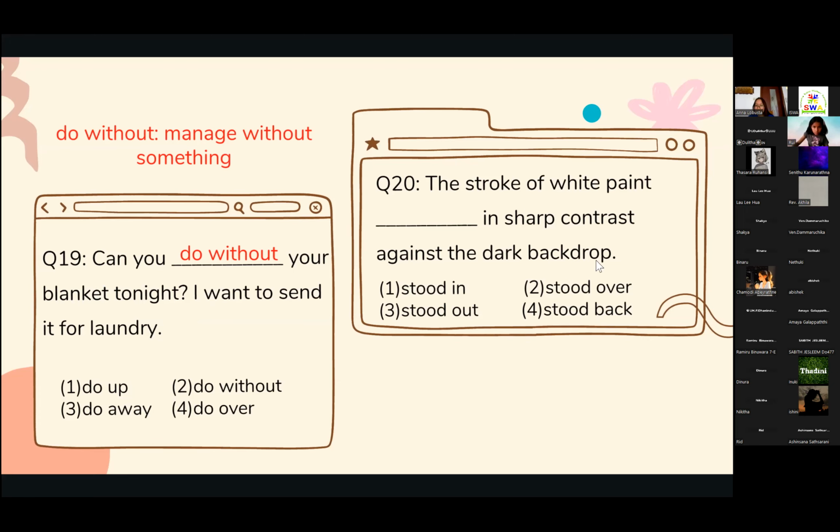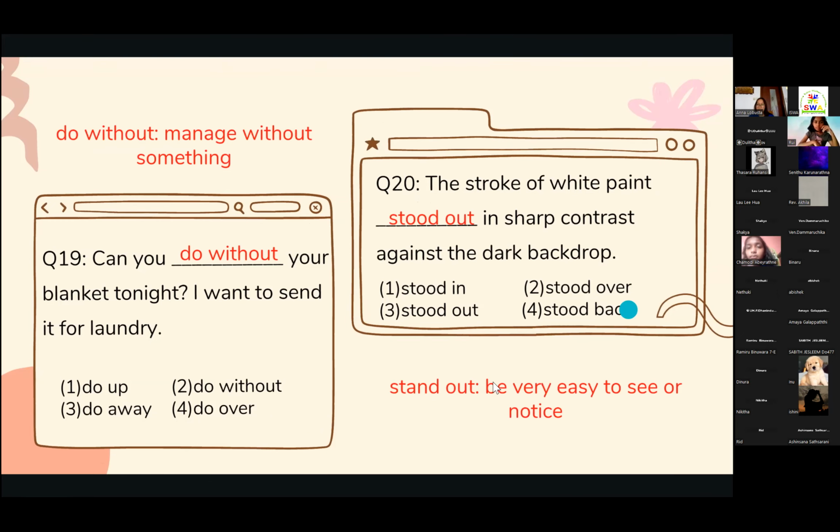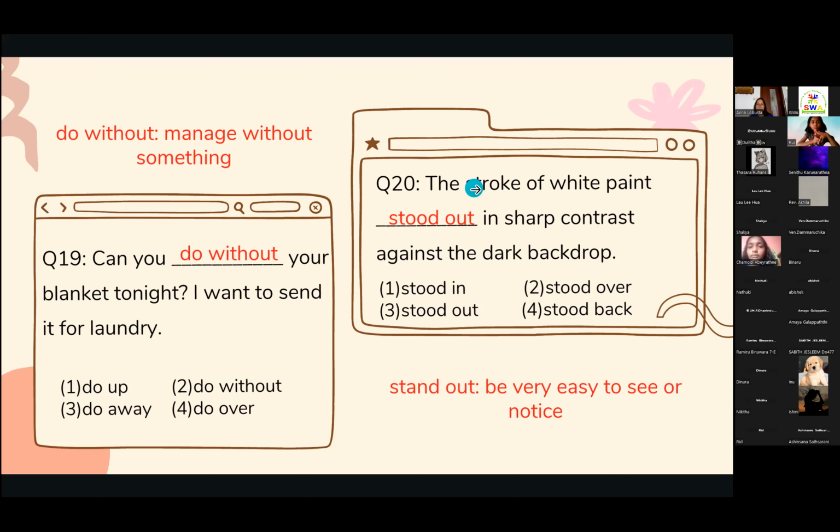The stroke of white paint blank in sharp contrast against the dark backdrop. Okay, so for this question, the correct answer is "stood out." And "stood out" means to be very easy to see or notice. So in this sentence, the reason why it stood out is because of the stroke of white paint.